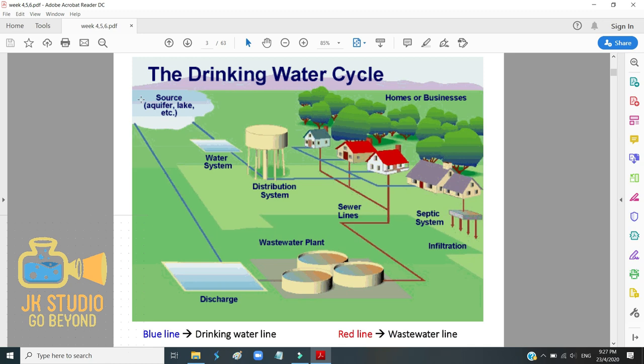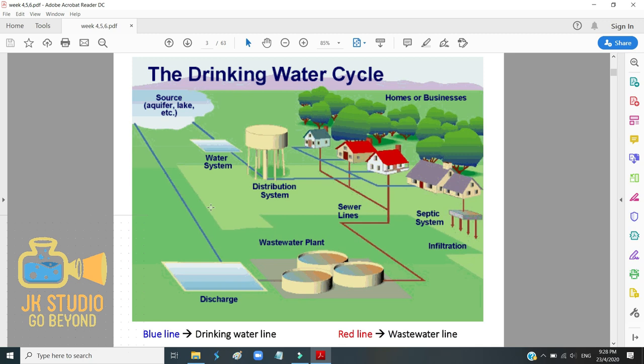Firstly, there will be a source, which includes an aquifer or lake, that will be transported to the water system and also to the distribution system, and then finally to our homes or businesses. This is through the blue line, which is the drinking water line. Our homes or businesses will produce wastewater, and all this wastewater will be carried by the red line, which is the wastewater line, towards the wastewater plant, and then it will discharge back.